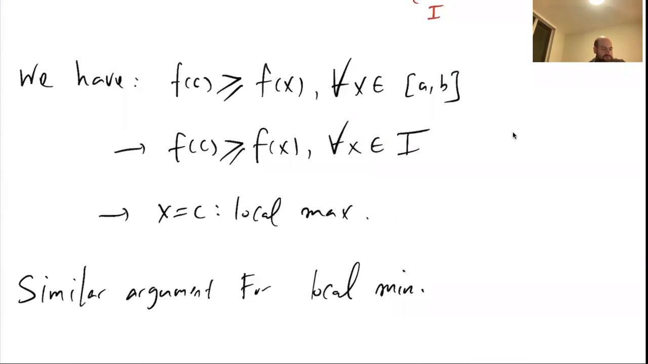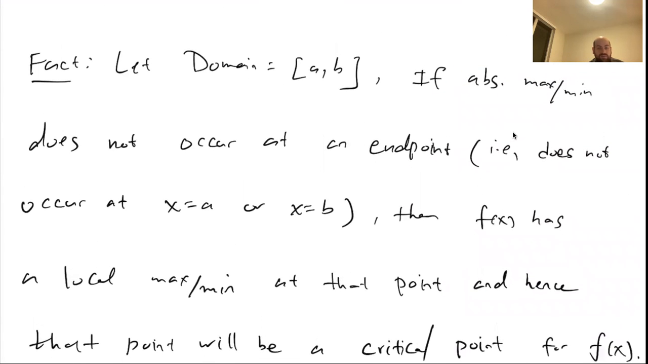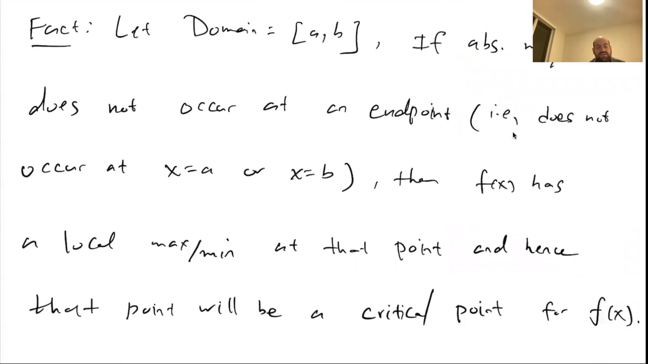Similarly, if you have an absolute min, which is not an endpoint, it will be a local min. And therefore, we know that if we have a local max or local min, those points must be critical points. So this fact says, if you have an absolute max which is not an endpoint, then it must be a critical point. So what will be the potential absolute max and min? What will be the candidates for absolute max and min then?